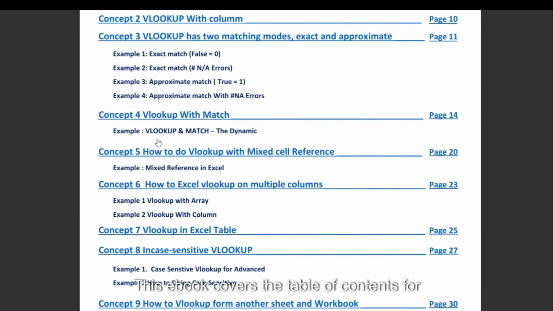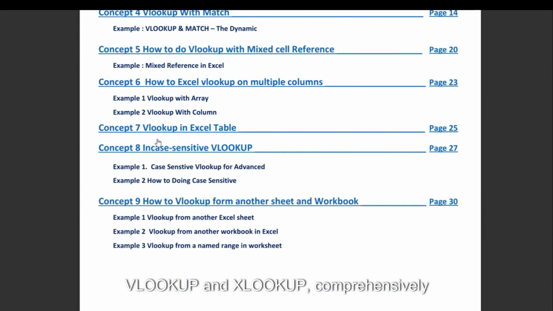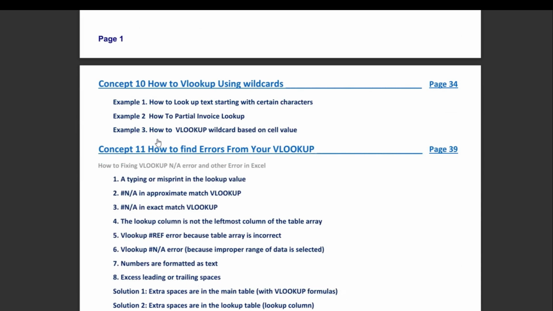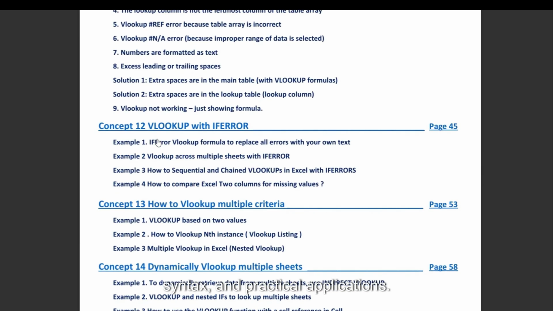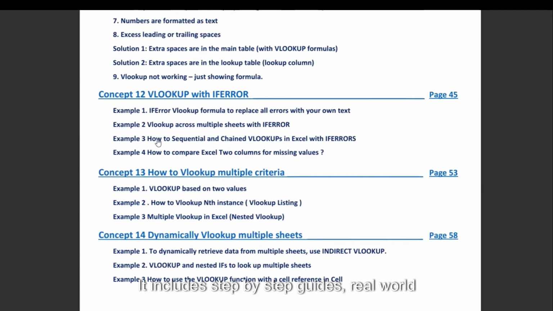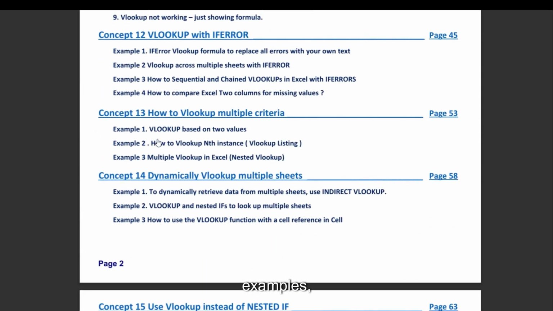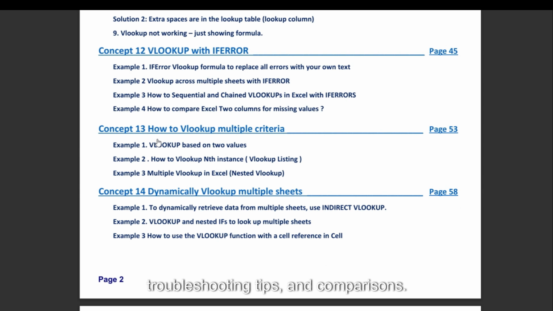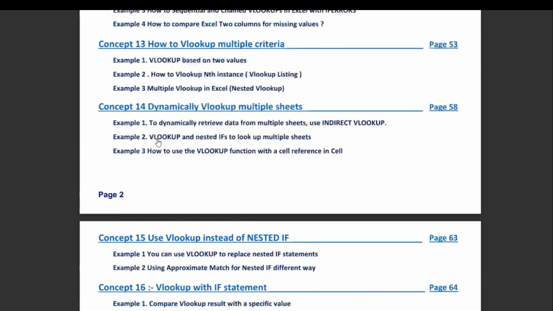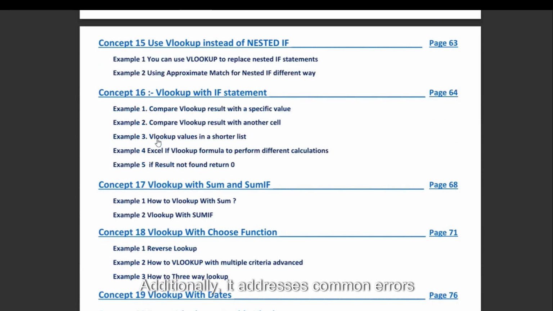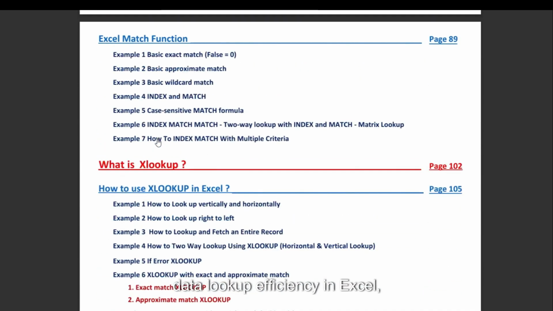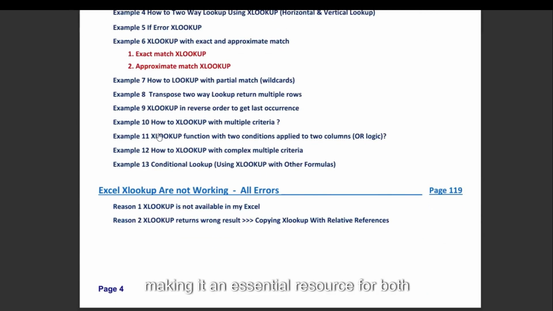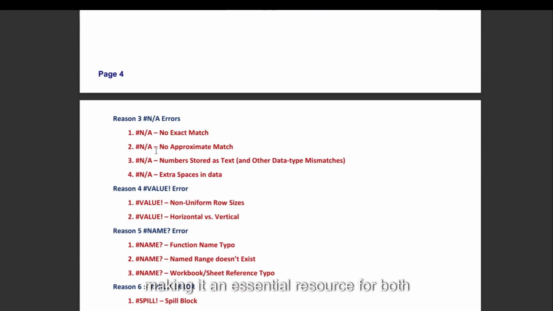This eBook covers the table of contents for VLOOKUP and XLOOKUP comprehensively, detailing their functions, syntax, and practical applications. It includes step-by-step guides, real-world examples, troubleshooting tips, and comparisons. Additionally, it addresses common errors and offers advanced techniques to enhance data lookup efficiency in Excel, making it an essential resource for both beginners and advanced users.